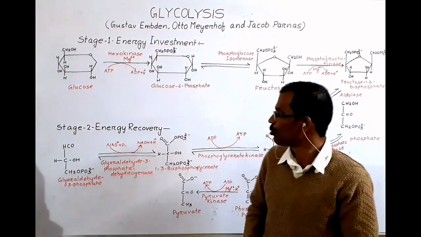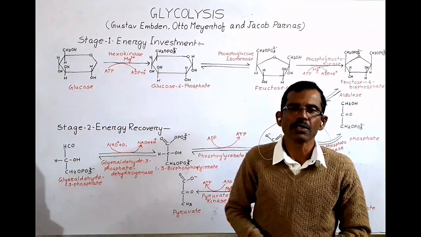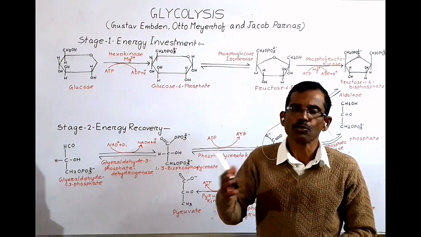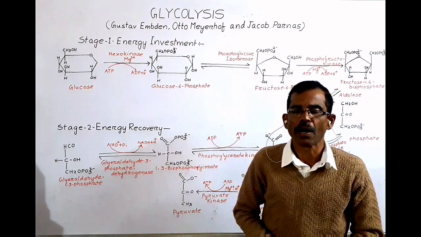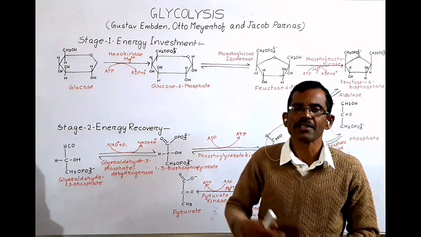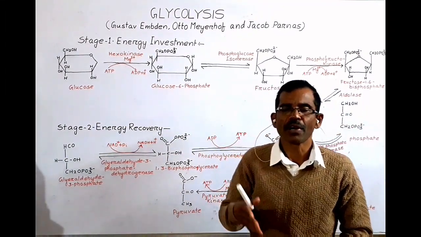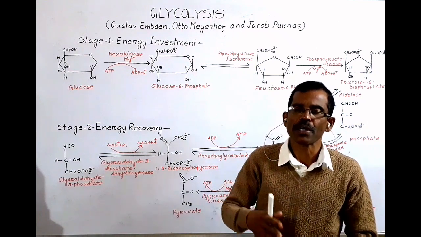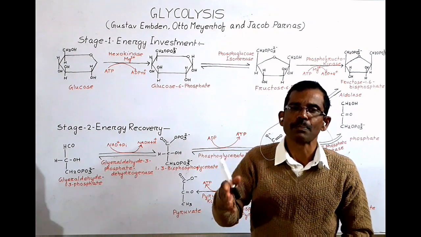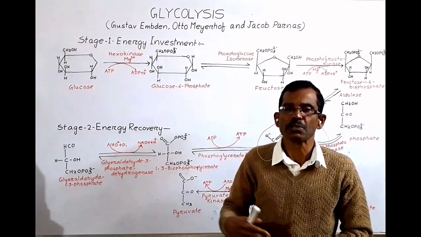In stage 2, there is energy recovery. In this stage, two molecules of glyceraldehyde 3-phosphate are converted to two molecules of a 3-carbon compound known as pyruvate with the concomitant generation of 4 ATP. Glycolysis therefore has a net profit of 2 ATP per glucose. Stage 1 consumes 2 ATP, whereas in stage 2, 4 ATP are produced.